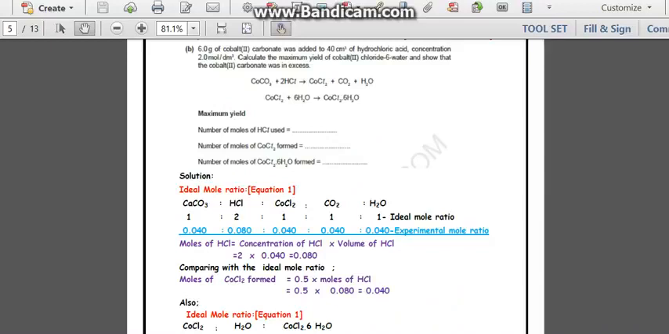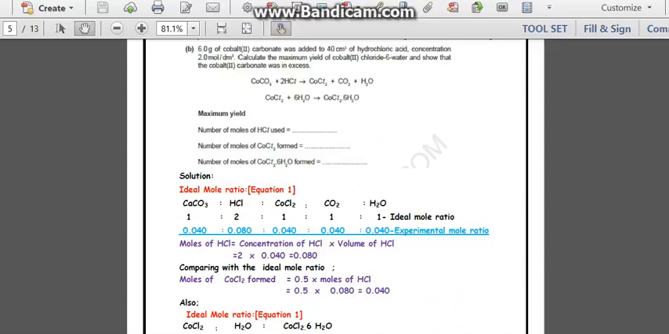As you can see, first thing I've done is I've written the ideal mole ratio, which you can see is 1 is to 2 is to 1 is to 1 is to 1. Then, looking at the information, I understand that the concentration of HCl is given to me, the volume of HCl is given to me, and the volume of HCl is in cubic centimeters. The first thing I need to do is divide it by 1000 to convert it into cubic decimeters, because the concentration, as you can see, is given in moles per cubic decimeters. So, by multiplying the concentration by the volume, I can get the moles of HCl, which is my first answer.